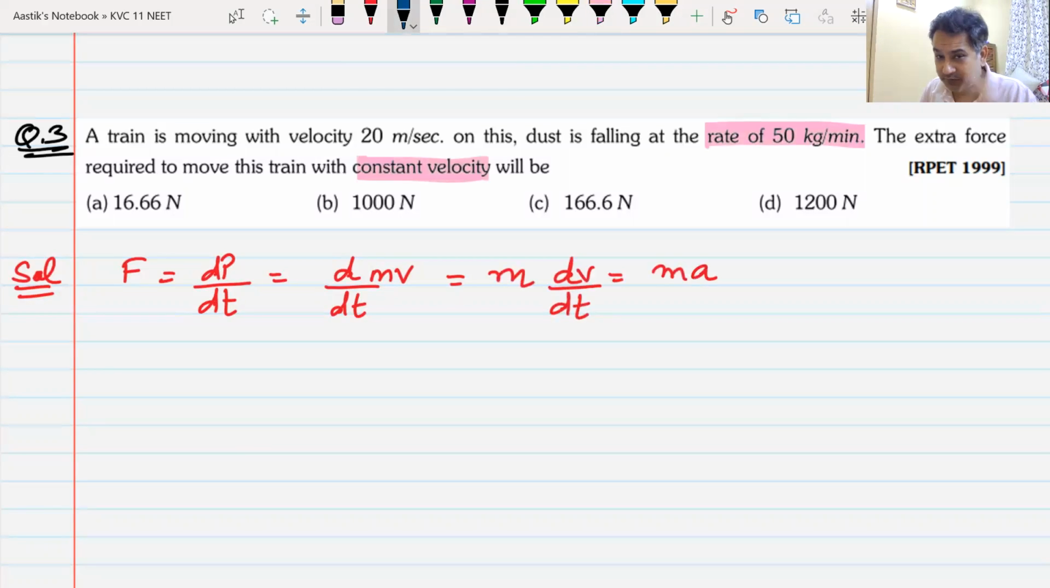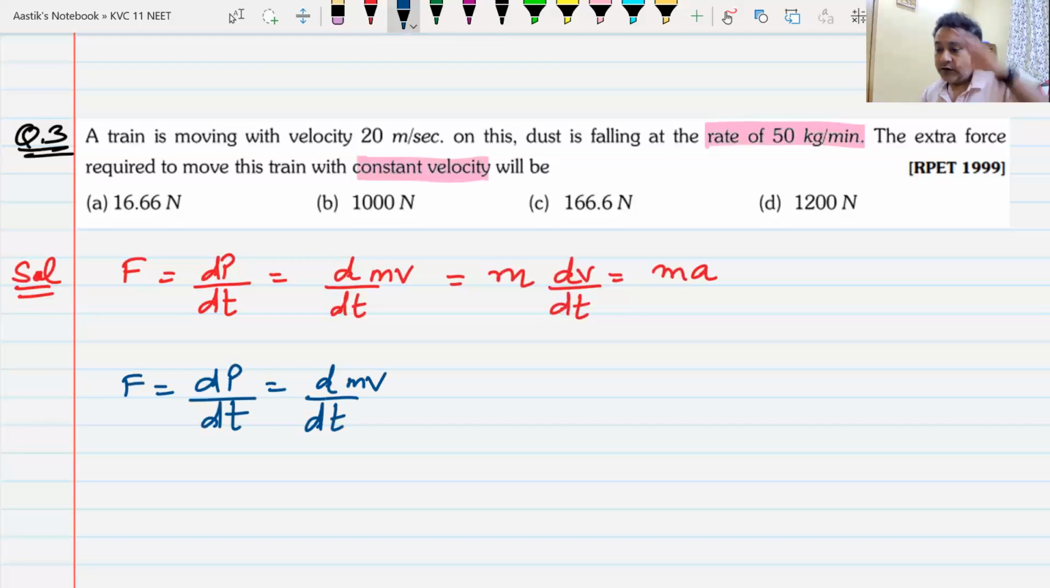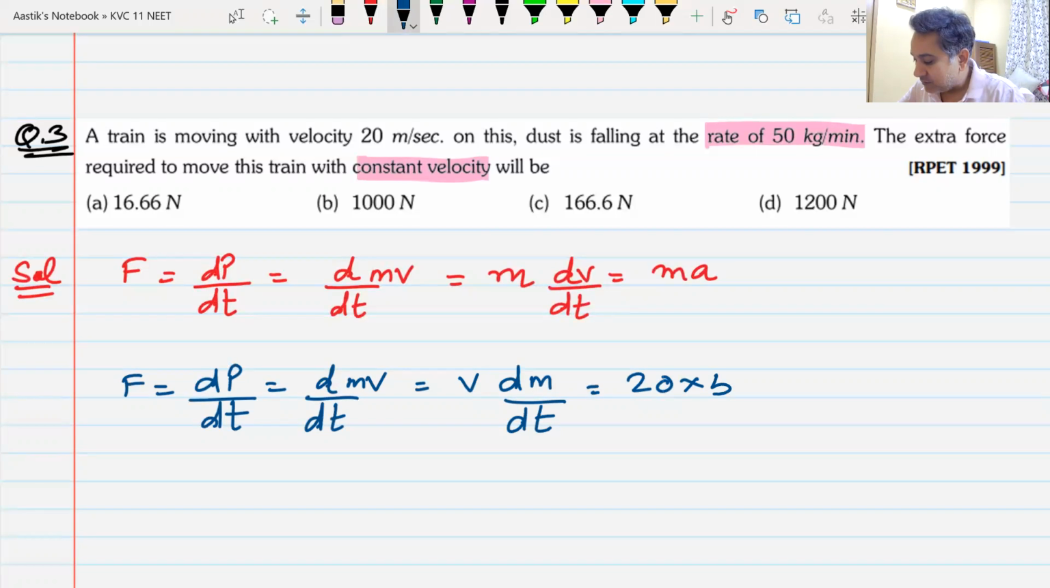So if the mass is changing and velocity is constant, then I can do this in this way. dp by dt, d by dt of m into v. In the earlier equation, m was constant, it comes out. In this equation, v is constant, so v into dm by dt. Do we understand this? So we multiply the velocity by the rate of change of mass. So we do this: 20 multiplied by the rate of change of mass, 50. 20 multiplied by 50, and the answer is 1000 newtons. How many of you got this answer? 1000 newtons.